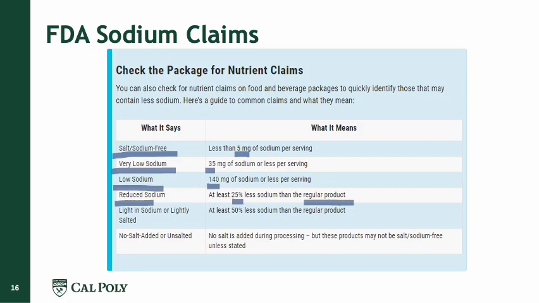If we call it light in sodium or lightly salted, it is 50% less than the regular product. No salt added or unsalted means no salt is being added during processing, but these products may not be salt or sodium free unless it is stated. So even if we don't add any salt during processing, the food may inherently contain salt.